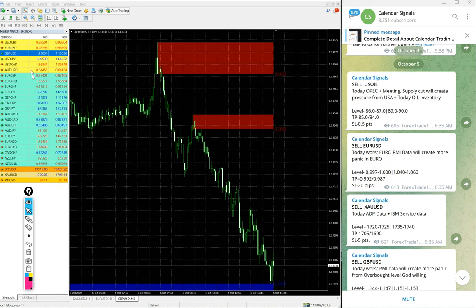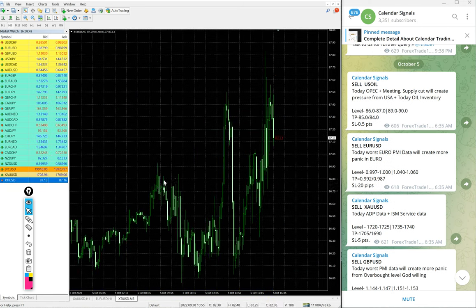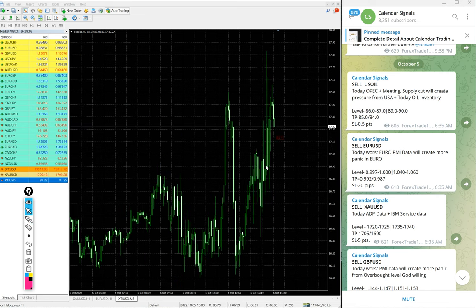And US oil sell we gave, and US oil did not perform. Even if the SL of 0.5 points is hit, you see the given SL is 0.5 points, that loss is easily digested with 23 points of gold profit and 110 pips of EURUSD profit. This 0.5 point loss on US oil is easily digested. So that is the performance of today's signals.